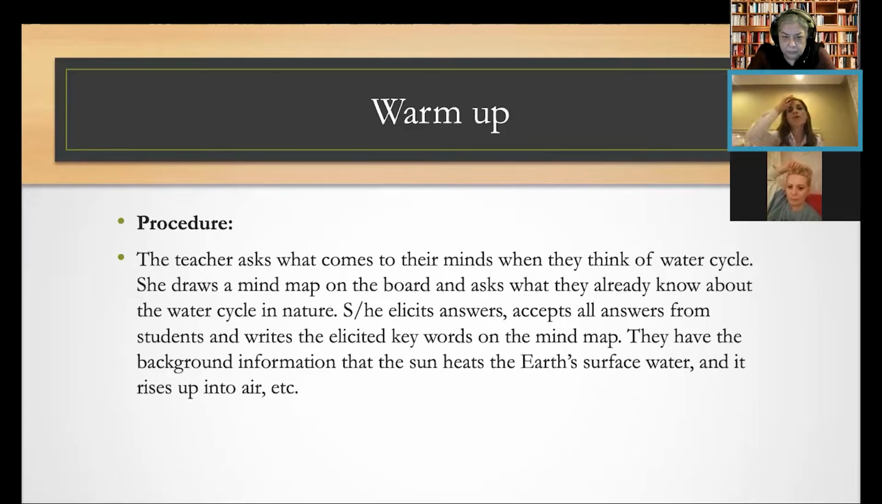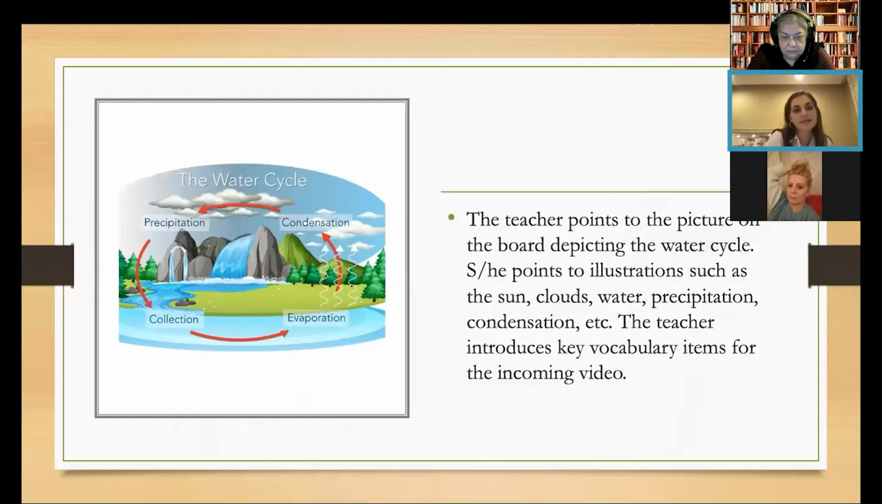What about the warm-up activity? The teacher asks what comes to their minds when they think of the water cycle. She draws a mind map on the board and asks what they already know about the water cycle in nature to tap their background information. She elicits answers, accepts all answers from the students, and writes the elicited keywords on the mind map. They have the background information that the sun heats the Earth's surface water and it rises up into the air, etc. Here's a picture depicting the water cycle process.